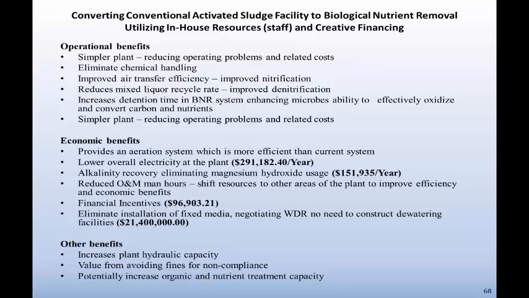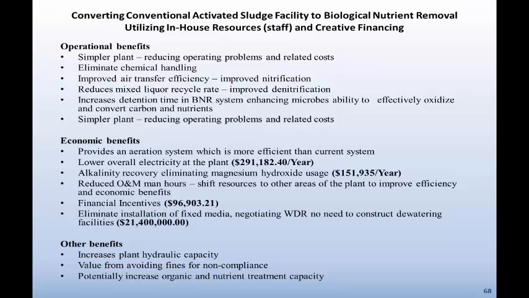And again, eliminating the installation of fixed media, negotiating our waste discharge requirement permit to discharge to percolation ponds and the solid handling facilities. Combined, that was a savings of $21,400,000. The other benefits that we gained: we increased plant hydraulic capacity, and there's value from avoiding fines and noncompliance, and potentially increased organic and nutrient treatment capacity.